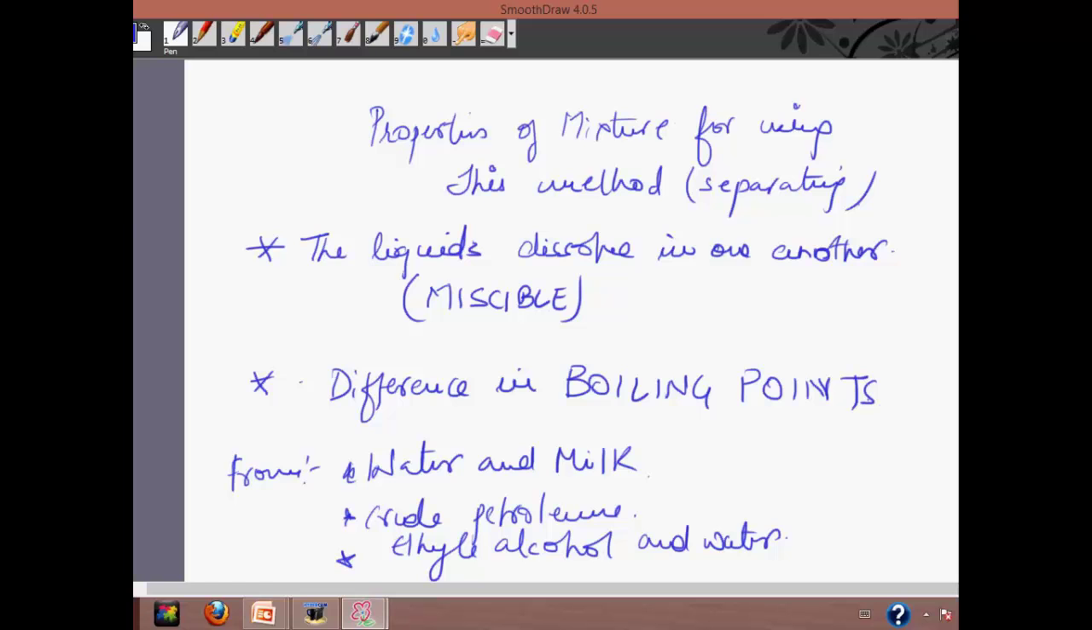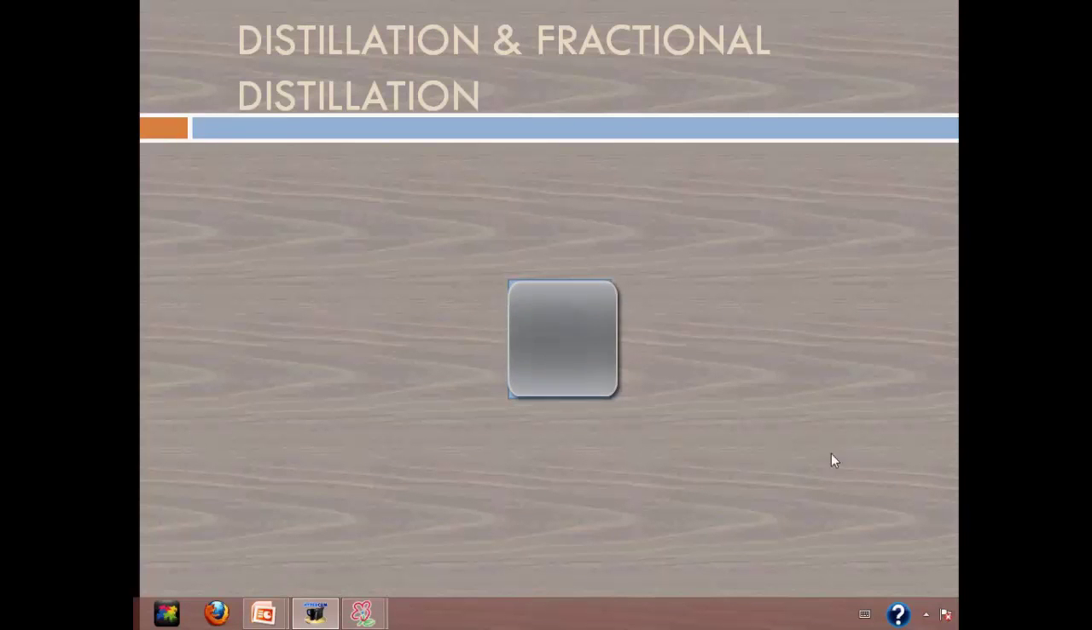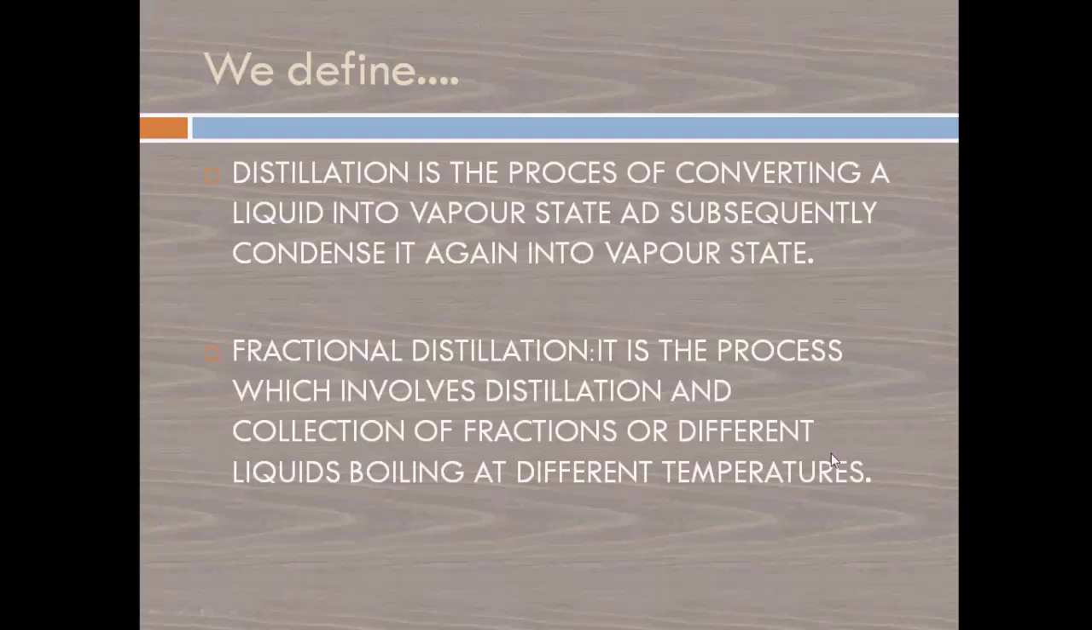Now we define distillation as a process of converting a liquid into vapor state and subsequently condensing it again. And fractional distillation is a process which involves distillation and collection of fractions or different liquids boiling at different temperatures.